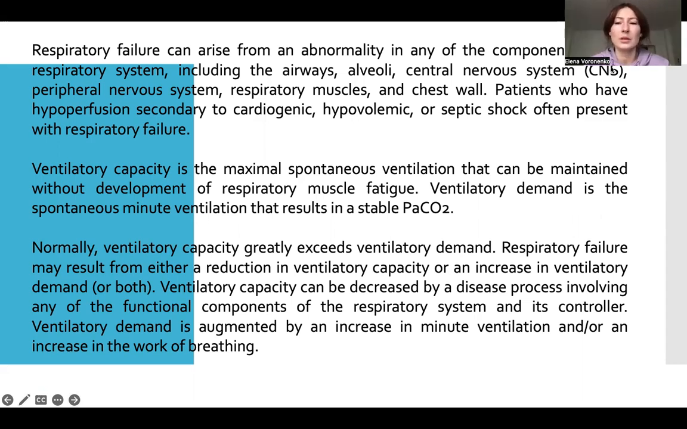Ventilatory demand is the spontaneous minute ventilation that results in stable PaCO2. Normally, ventilatory capacity greatly exceeds ventilatory demand. Respiratory failure may result from either a reduction of ventilatory capacity or an increase in ventilatory demand. Ventilatory capacity can be decreased by a disease process involving any of the functional components of the respiratory system and its controller. Ventilatory demand is augmented by an increase in minute ventilation and/or an increase in the work of breathing.